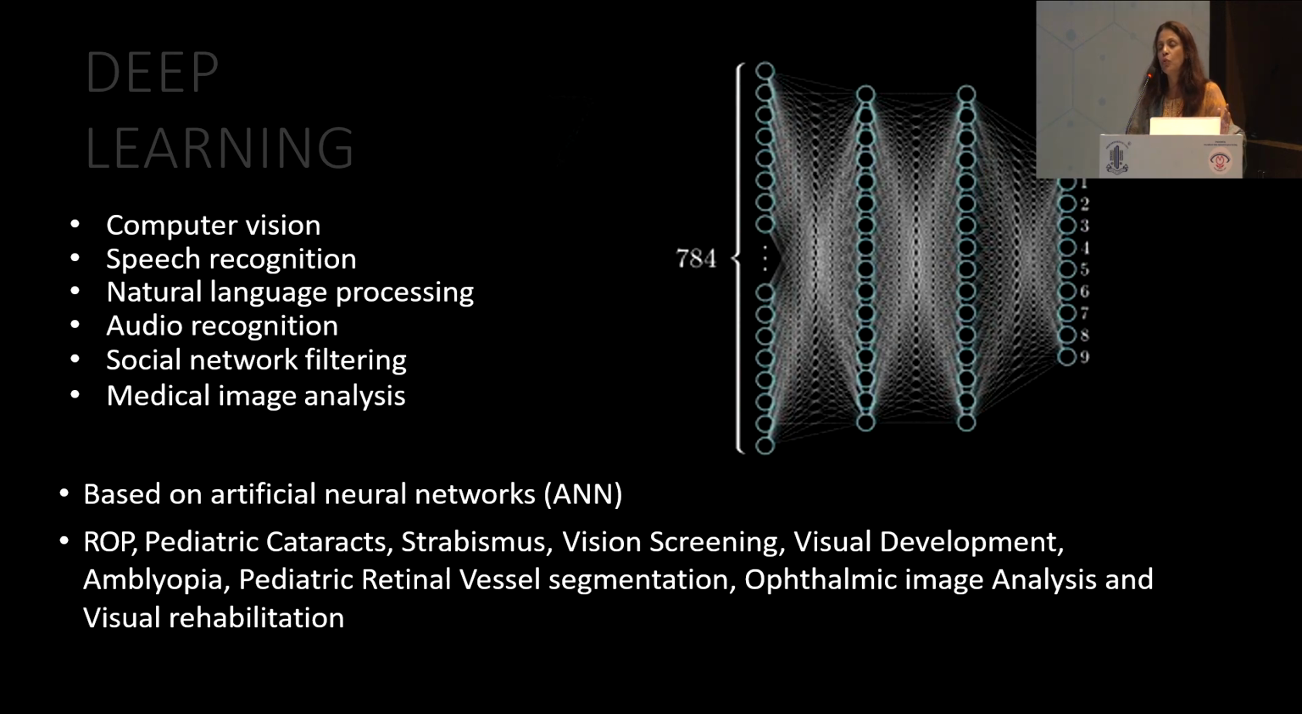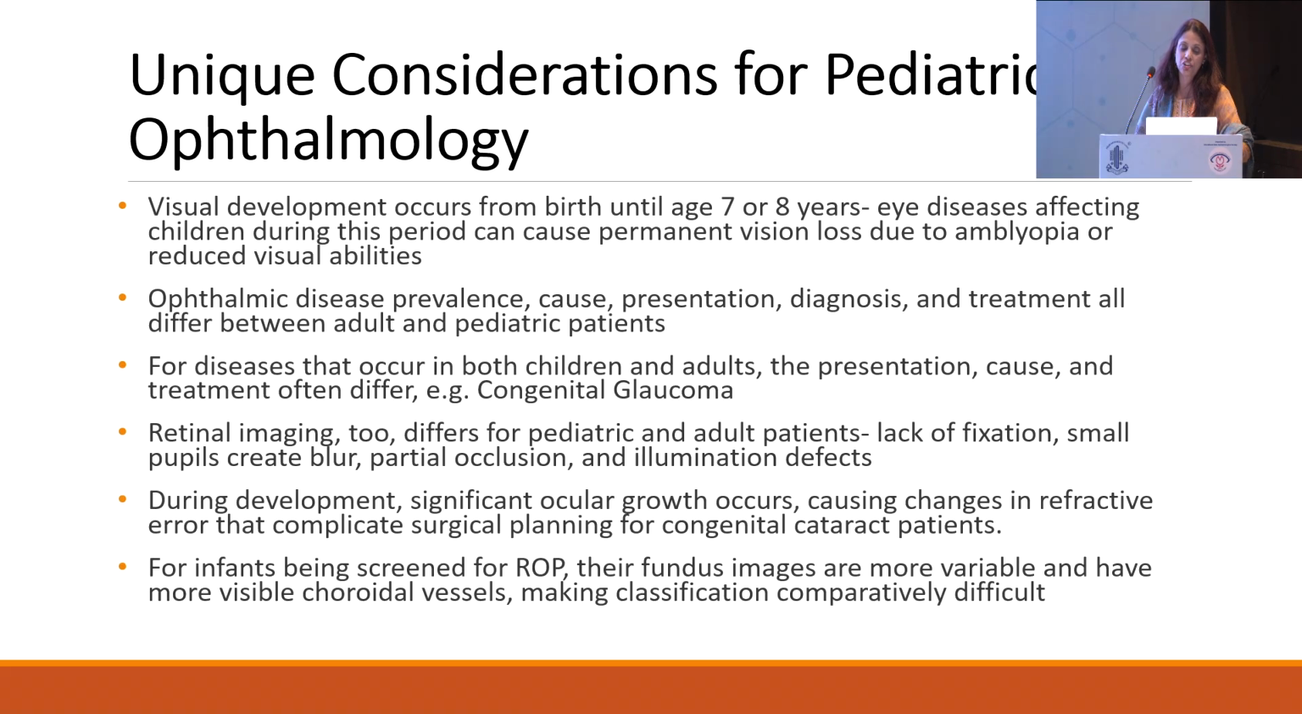For pediatric ophthalmology, several studies, applications and algorithms have been developed related to ROP, pediatric cataracts, strabismus, vision screening and visual rehabilitation. Most of them are based on ophthalmic image analysis, which could be slit lamp images, fundus images, and certain visual rehabilitation programs based on other computer-based applications. We have to understand that in pediatric ophthalmology, visual development occurs till 7 to 8 years of age. That is a very prime period, and any disease which affects the child's eye in this period is going to lead to amblyopia if not treated properly at that point of time.